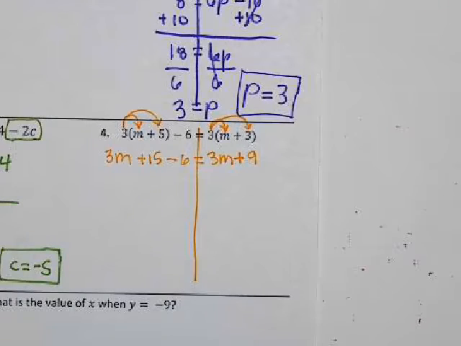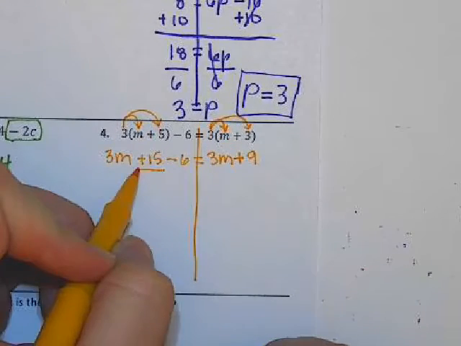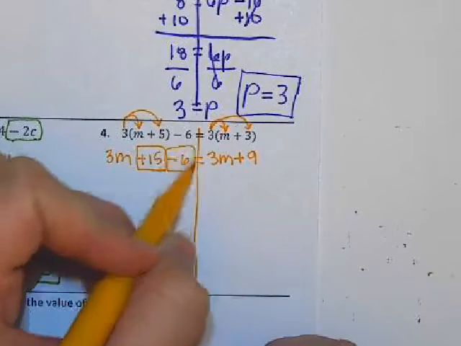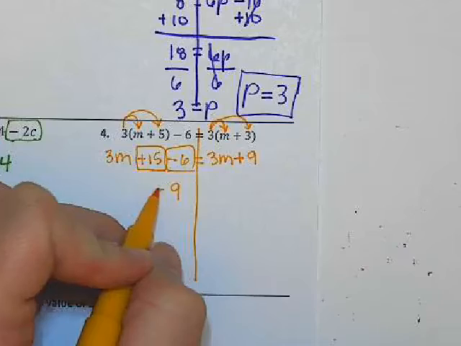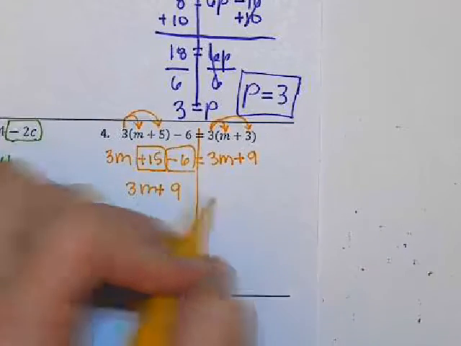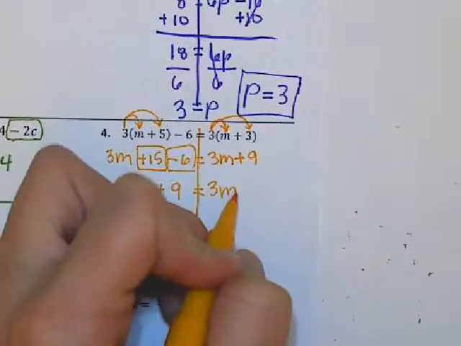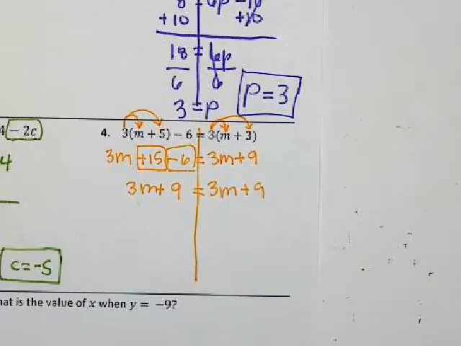I've got like terms. 15 and negative 6 give me what? 9. Can I simplify anything else? No, so bring it all down. All right, now I'm ready to solve.